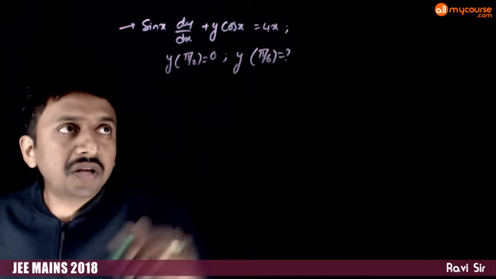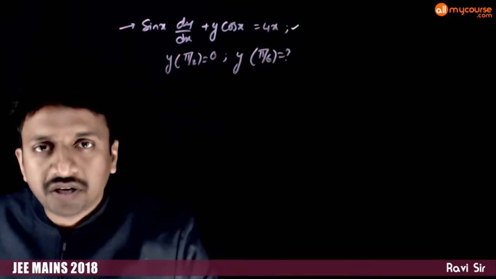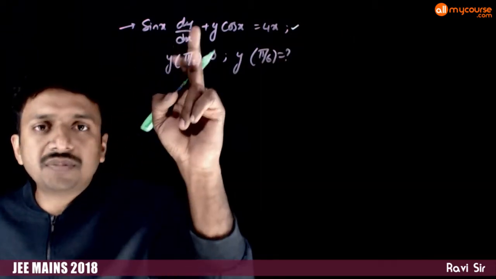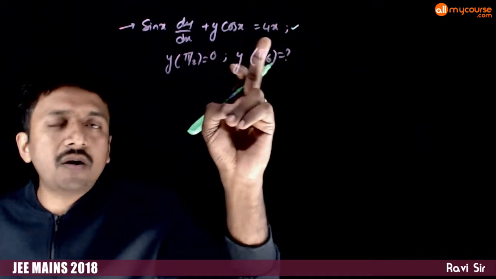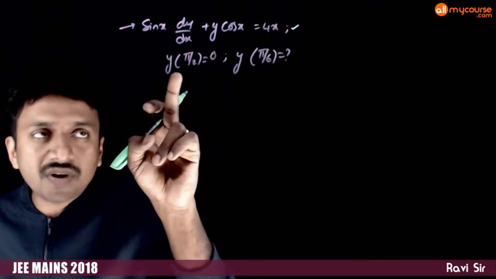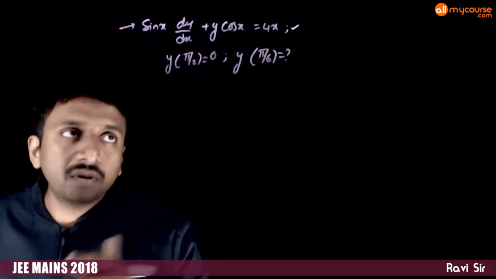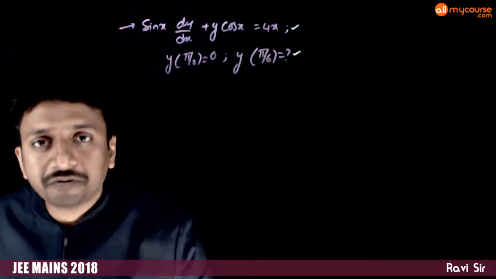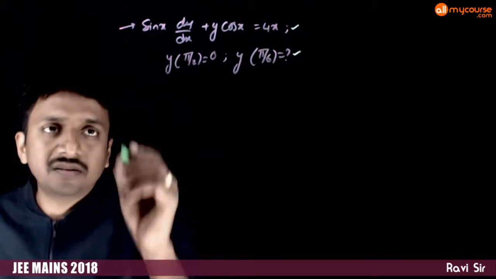In this question, you're given a very straightforward differential equation: sin x times dy by dx plus y cos x is equal to 4x. You're given a boundary condition, y of pi by 2 is equal to 0. You're asked to find what y of pi by 6 is.